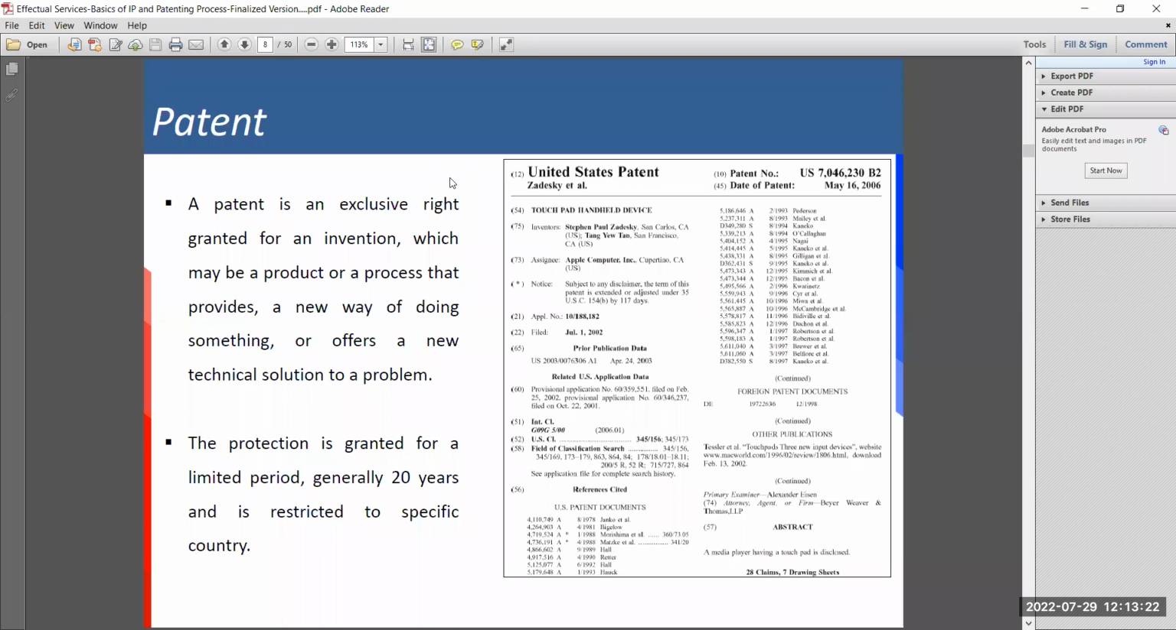So I think most of you are aware of that. A patent is an exclusive right that is granted for a particular invention, whether it is a product, a process, or a new way of doing something, and it offers a technical solution to a problem. It has 20 years of validity. You can see that is a sample of a US patent application. When it is granted, this is the first page of it.